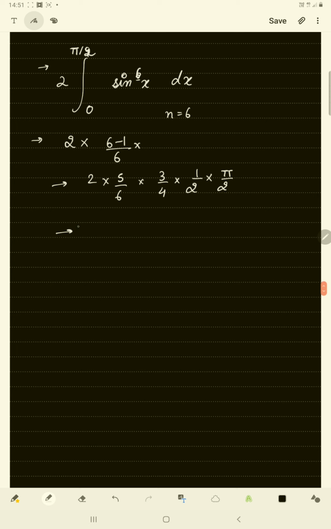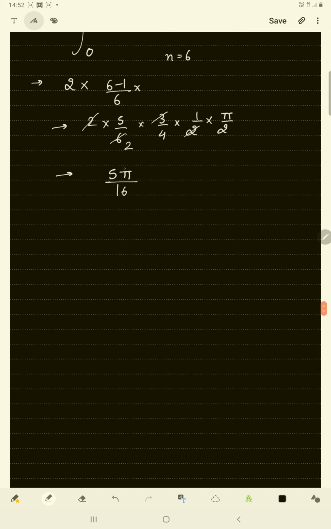Now just solving this, we have a 2 over here, so the 2 gets cancelled and the 3 gets cancelled as well. So we have 5 pi upon 4 into 4, that is 16. 5 pi by 16 is our answer.